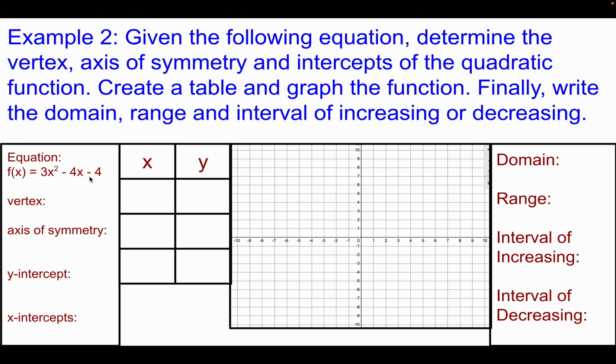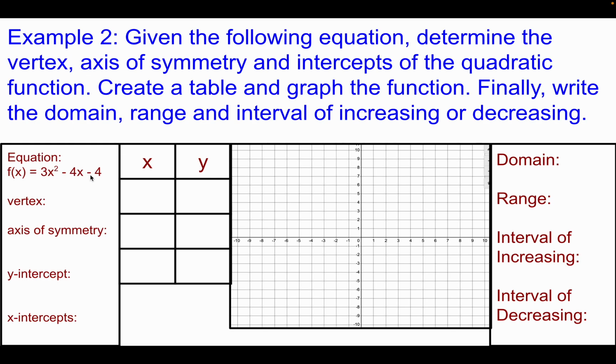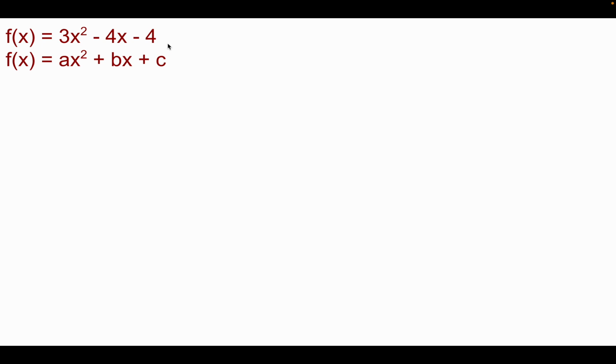Okay, so let's start by using the equation to find the vertex. And so I have my equation right here, 3x squared minus 4x minus 4. That equation is written in standard form, which is f of x equals ax squared plus bx plus c. So each one of these coefficients is going to correspond to a, b, and c. a is 3, b is negative 4, and c is negative 4. Okay, you can calculate the x coordinate of your vertex, or the h value, using this formula, negative b over 2a.